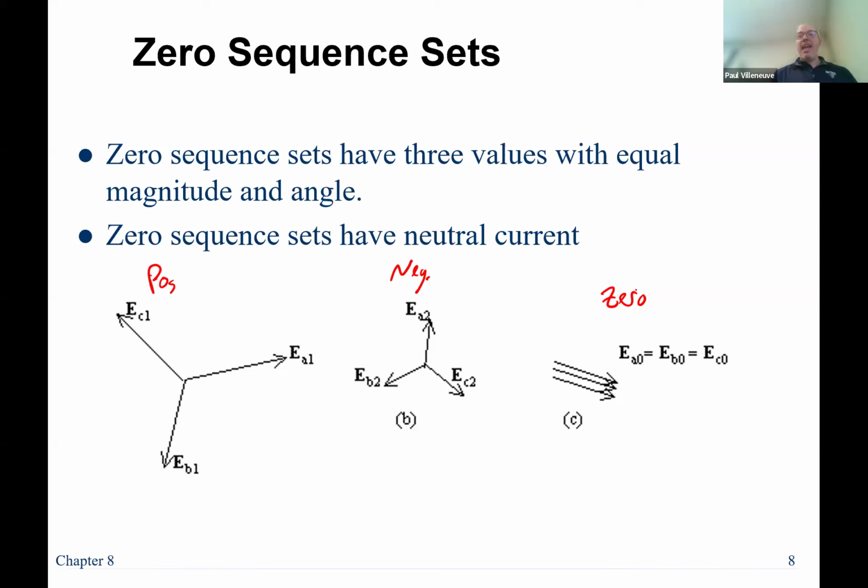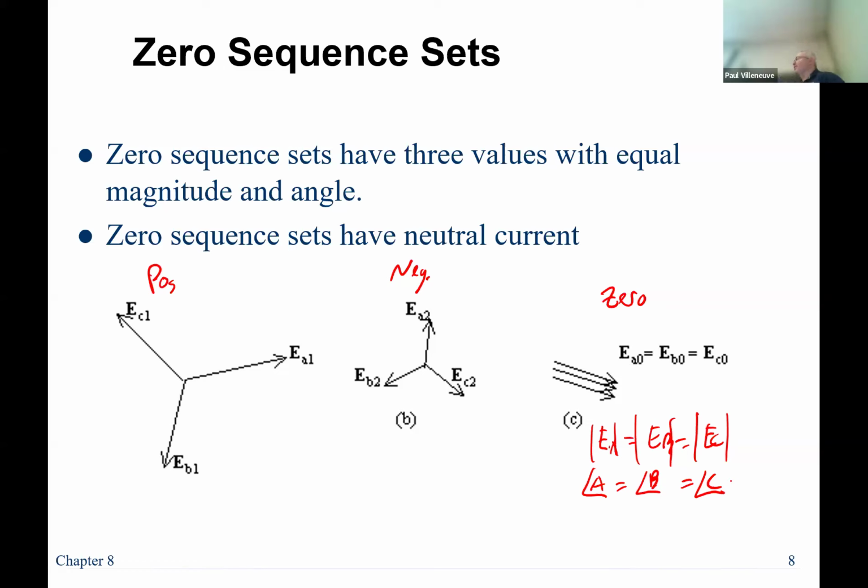Same magnitude, all the same magnitude, and the angle for A equals the angle for B equals the angle for C. So they're not balanced, right? They're exactly the same. So for zero sequence, the magnitude and the angle for all three of those, EA, EB, and EC, are all exactly the same.